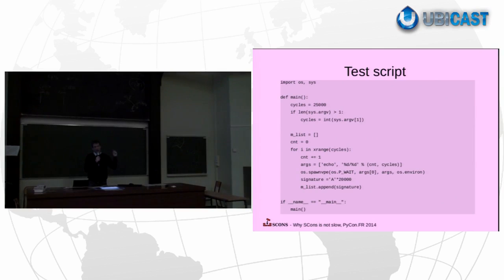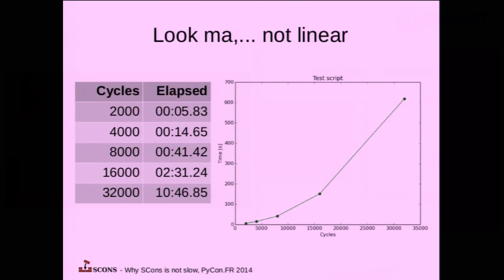It's just printing out a command. It's not even actually compiling something, so it should be very fast. And the results you get look something like this. So there's our nonlinear behavior.